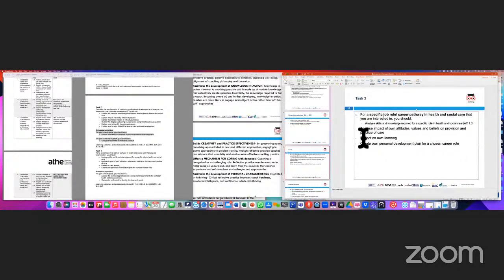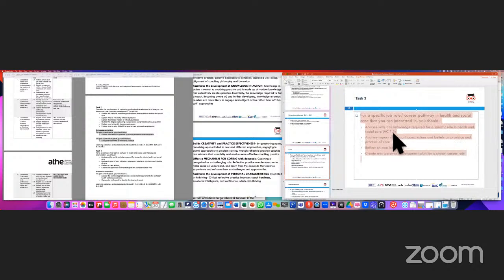Now, the reason I say that this is required is because when you talk about assessment criteria 1.3 in learning outcome 1, it specifically helps you analyze the skills and knowledge you need in the role that you want to do.